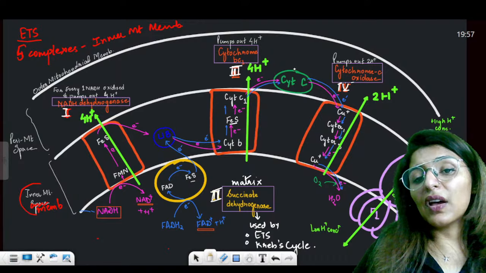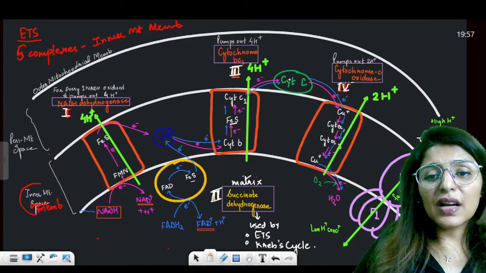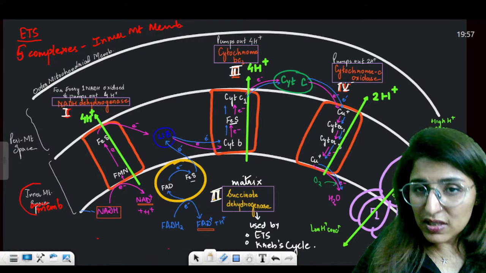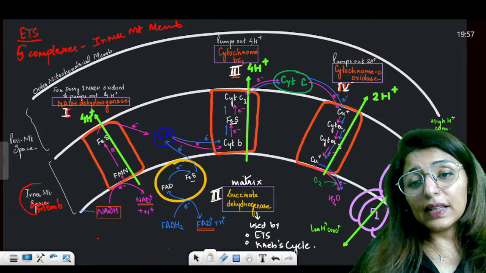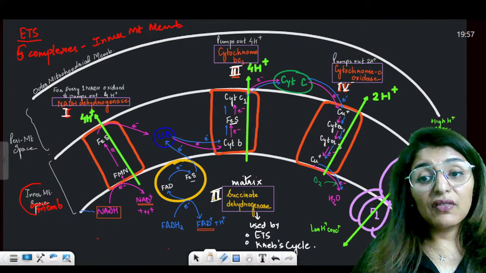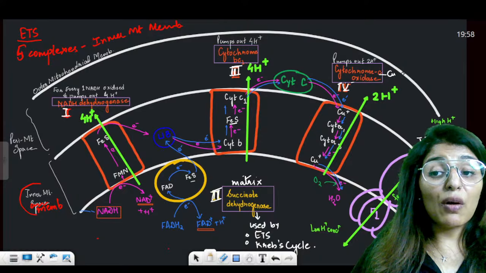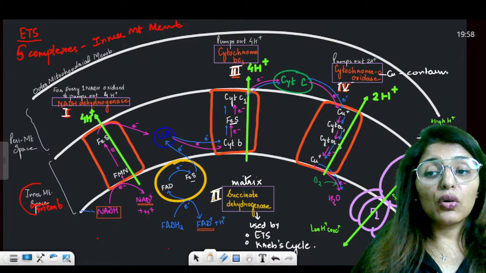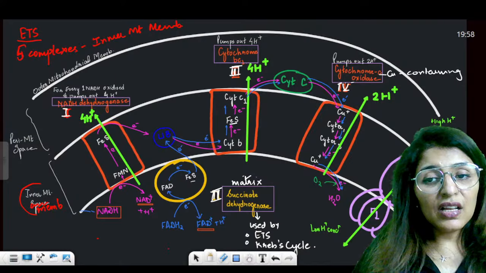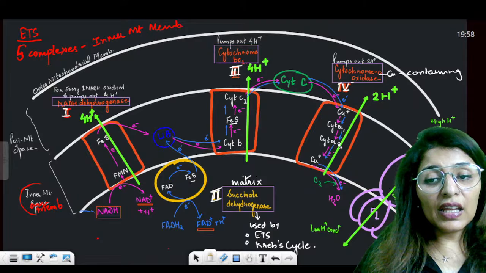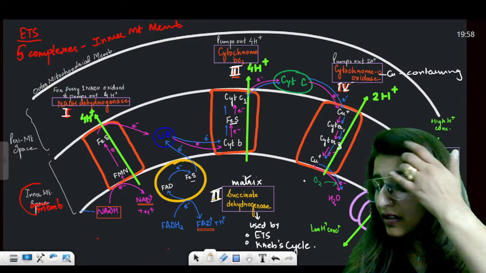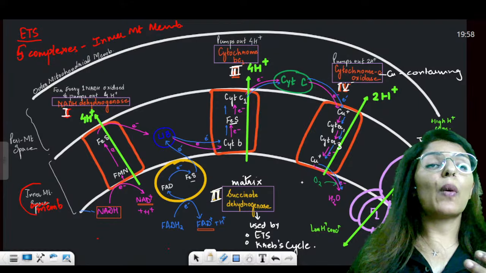Clear? And then we have a small molecule protein, cytochrome C, present on the outer side of the inner membrane. This is cytochrome C. It is a small molecule here. And then there is complex number 4. We call it cytochrome C oxidase, which is copper containing. The only copper containing complex here is cytochrome C oxidase. See, copper ion, cytochrome A1, cytochrome A3, then again copper ion. Is this point clear?